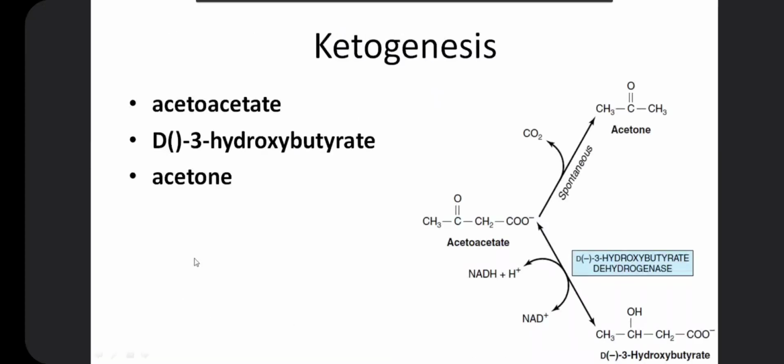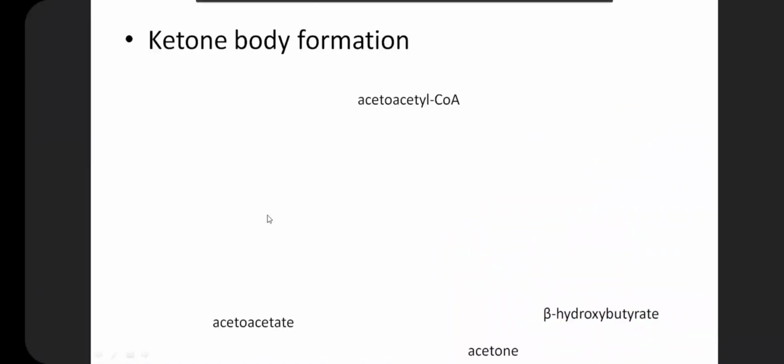Okay. So just now I have told you that there exist three substances known as ketone bodies: acetoacetate, hydroxybutyrate, and acetone, right? Okay, so next let's see the ketone body formation. That means how to form these ketone bodies. Ketone body formation occurs in the mitochondria in liver, and only in liver.